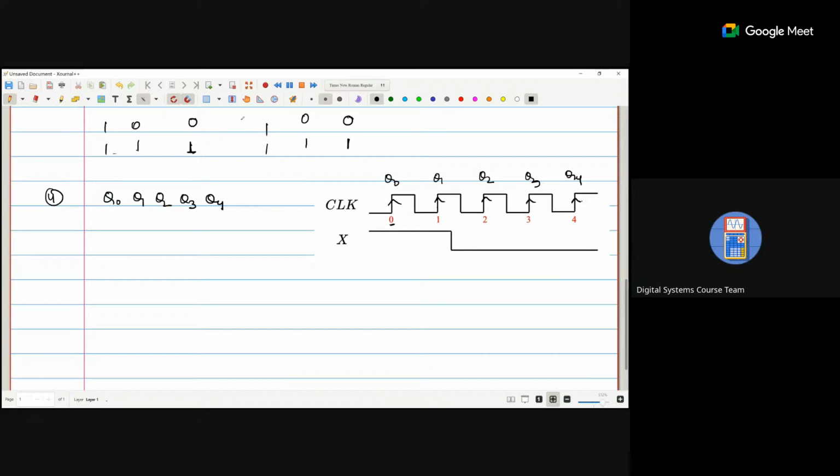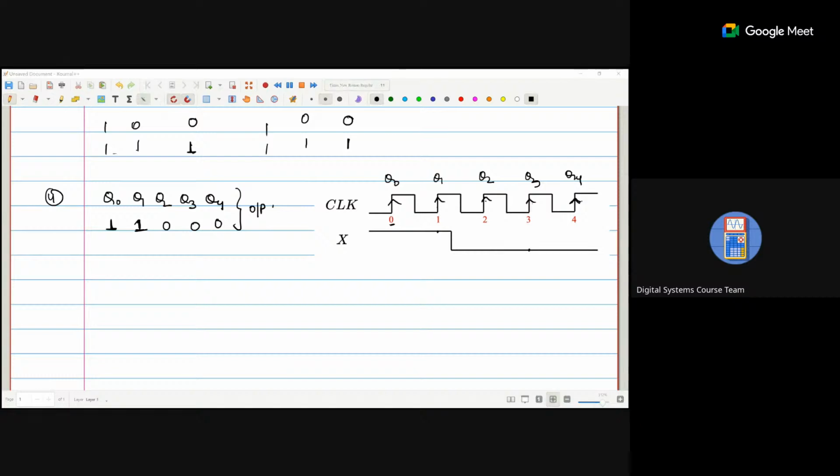So when the first clock pulse is applied, input is 1, so the output is also 1. Now the second clock pulse is applied, input is 1, so output is also 1. Third clock pulse is applied, input is 0, so output is 0. Fourth clock pulse is applied, the input is 0, output is 0. And when the fifth is applied, output is 0. So this is the output: 1100.